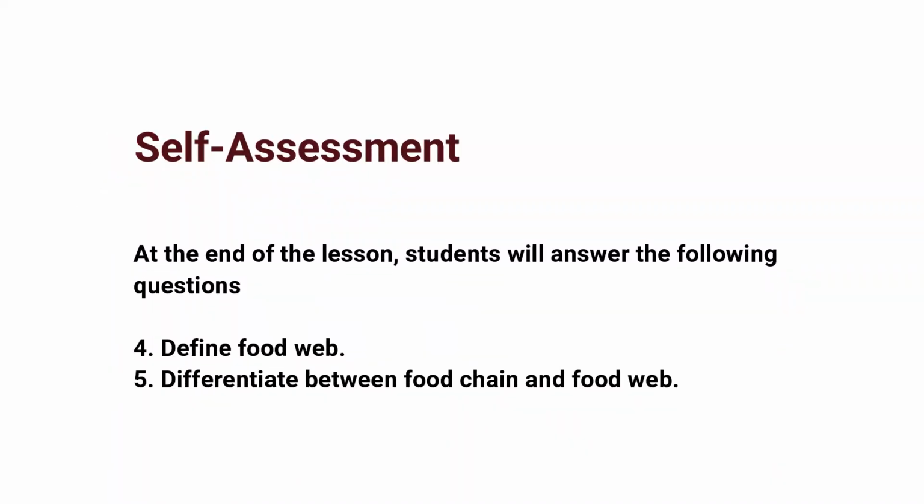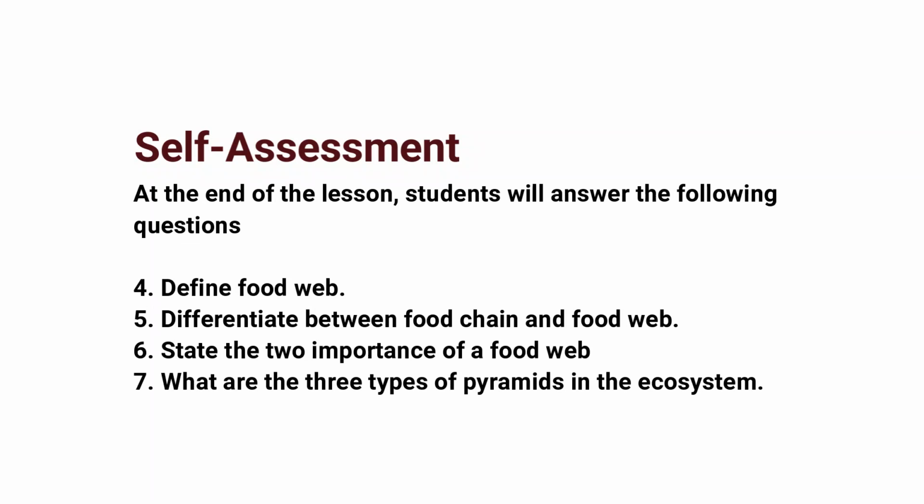Now you should be able to answer the following questions. Define food web. Differentiate between food chain and food web. State the 2 importance of a food web. What are the 3 types of pyramids in the ecosystem?